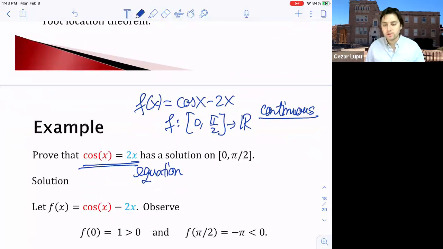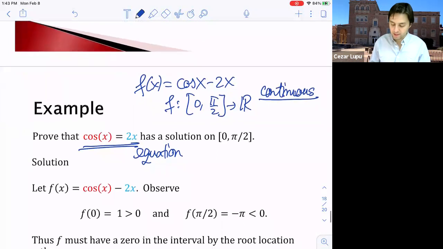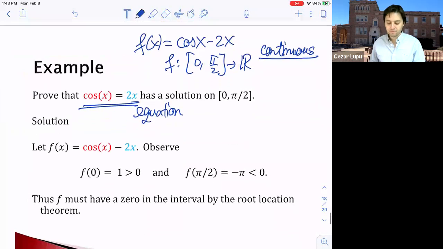And once we do this, if you look, f at 0 will be 1. Cosine of 0 is 1. And f evaluated at pi over 2 will be nothing else than just negative pi, which will be negative. So you see, one of them is negative, the other one is positive.